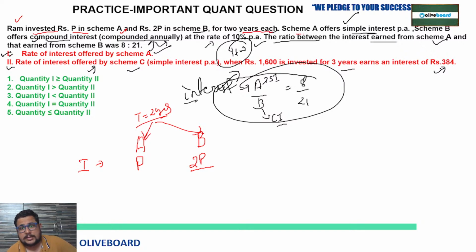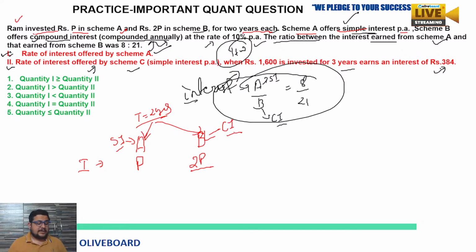Scheme A offers simple interest per annum, and scheme B offers compound interest. So scheme A is based on SI, and scheme B is based on CI. I'm explaining you in detail, so be attentive. Okay, you have to respond. Now see, scheme B offered compound interest at the rate of 10% per annum. This is also given, that in scheme B, the rate of interest, RB, is 10% per annum.